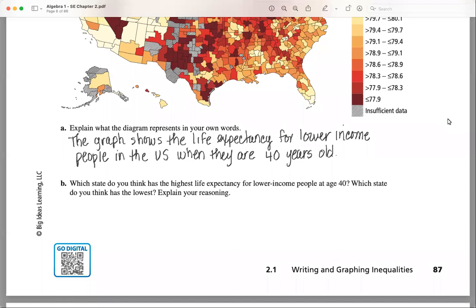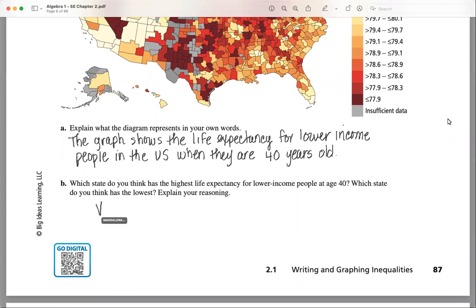Which state do you think has the highest life expectancy for lower income people at age 40? Which state do you think has the lowest? Explain your reasoning. Well, in order to really see the demarcation of the states here, you would have had to look at another US map, which actually shows you the states, okay? And they would help you find the states, because we can always find Florida, and of course Hawaii, California, but the other ones are not that simple when they're not really marked on the map.